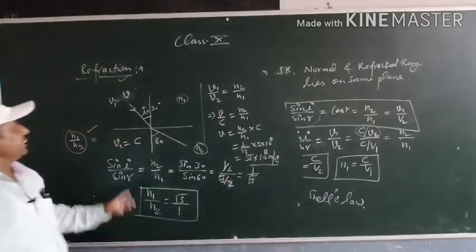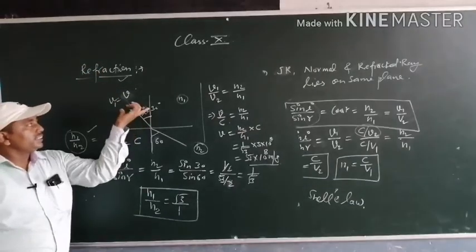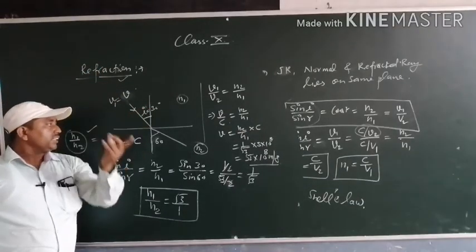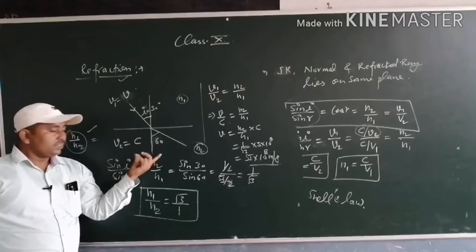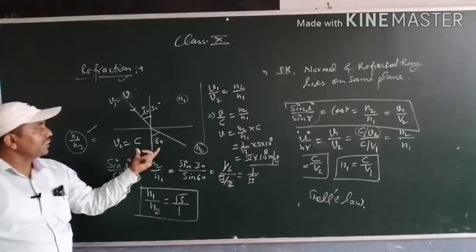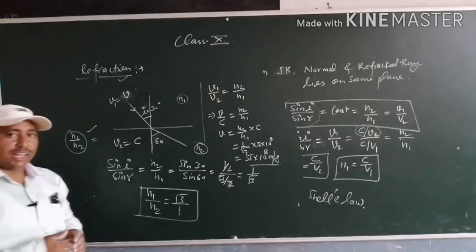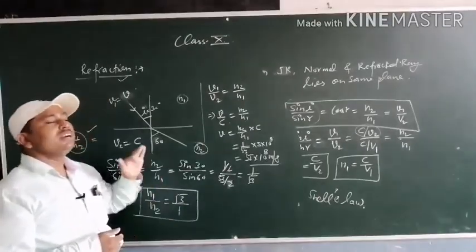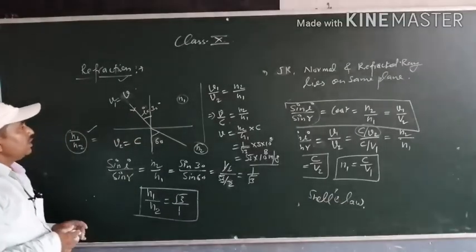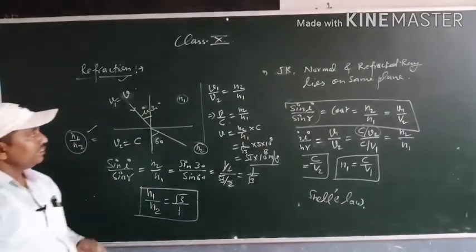It means the speed of light in the denser medium is smaller than the speed of light in the rarer medium. In the rarer medium the speed of light is larger than in the denser medium. So this is all about refraction.